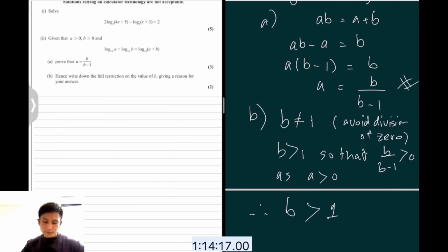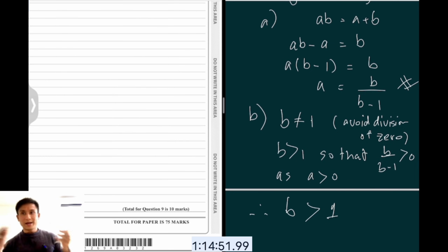B can approach infinity. B can be very large, no problem. And we already gave the reason there, so that b over b minus 1 is greater than 0. I think I'm happy with that. What if b is super large? A is going to be 1. Log anything of 1 is 0. And that should be close. Okay, I think I'm going to end this paper now and mark the paper.